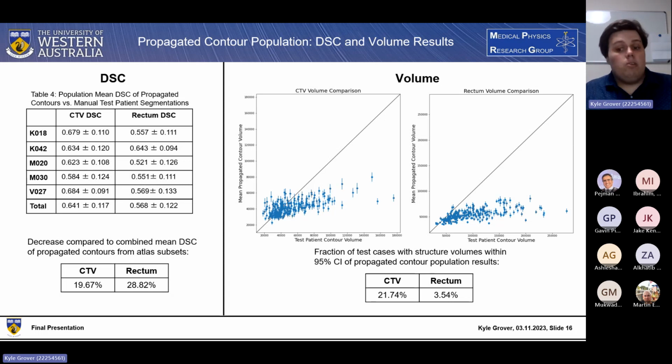Additionally, when we look at the volume analysis, we find that for increasing test patient contour volumes, there's a deviation in how well the mean propagated contour volume is equivalent to those during the process.